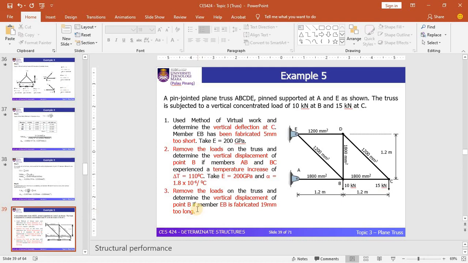Meanwhile, for the last case, remove the loads, meaning that there is no load effect due to the 10 kilonewtons and 15 kilonewtons at joint B and C respectively. So the vertical displacement at the joint B must be calculated based on the effect of a fabrication error. But here, the effect is 19 mm too long at this particular member EB. So the first case is the shortening of the member EB, and the third case is about the stretching of the member EB by 19 mm.